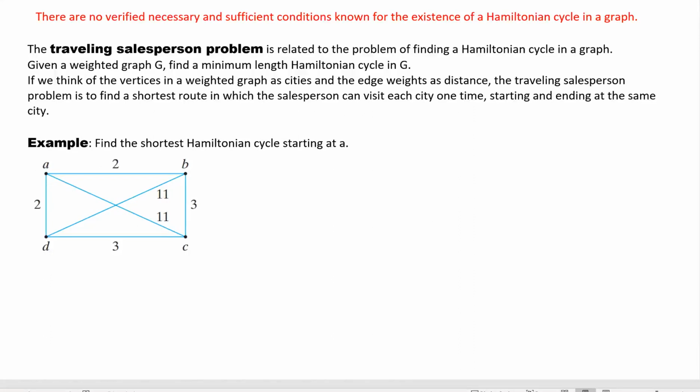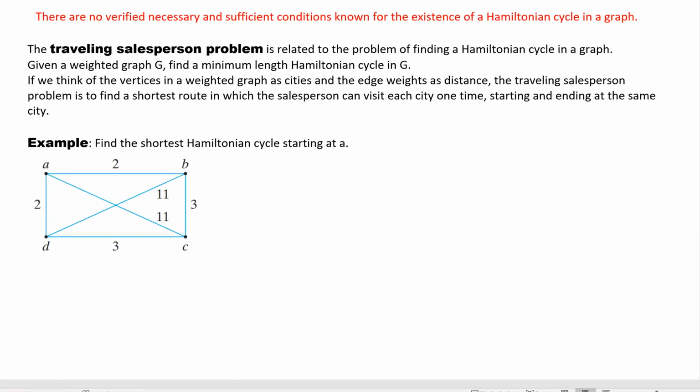So if we think of the vertices in a weighted graph as cities and the edge weights as distances, the traveling salesperson's problem is to find the shortest route in which the salesperson can visit each city one time, starting and ending at the same city. So we don't need to pass through all the edges, but we want to pass through all the vertices. And we want to find the shortest Hamiltonian cycle.